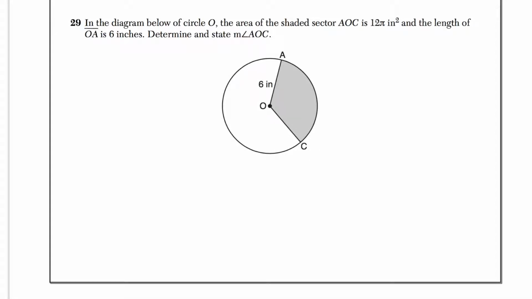Now, here we're going to have to form a proportion to figure out the angle AOC. What we should recognize is that they are giving us an area of a sector. So this sector is 12 pi units. And when we form our proportion, it's always going to be part over whole equals part over whole. What we want to know is the part for the angle. We don't know what the central angle is that forms this sector, so that's what we'll call x.